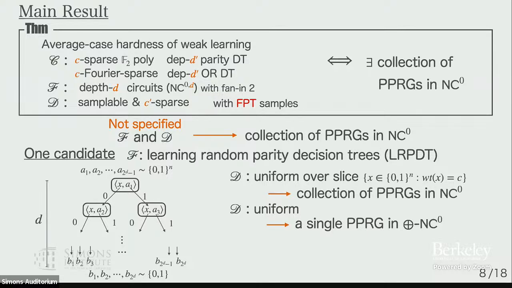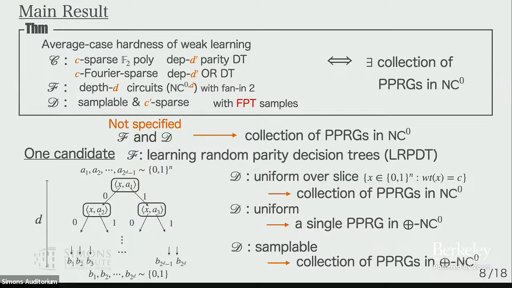And so if this problem is hard on the uniform distribution, then it has a single PRG in parity NC0. Even if this problem is hard on a general sample distribution, it yields a collection of PRGs in parity NC0. So in either case, the hardness of random parity decision trees yields a very efficiently computable PRG. So by parity NC0, you just mean a constant degree polynomial? Yes, exactly.